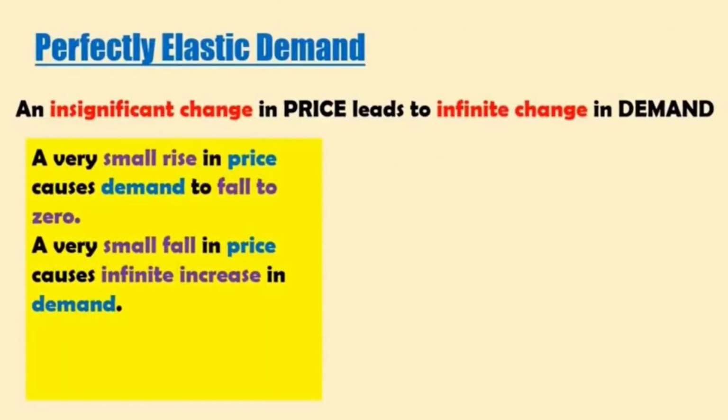An insignificant change in the price leads to indefinite change in demand. That means a very small rise in the price causes demand to fall to zero. A very small fall in the price causes indefinite increase in demand. Take petrol as the best example. A rise in the price of even 1 rupee has a great impact on society. When there is a heavy change, the demand for purchasing a car or petrol changes. So a very slight rise in the prices causes demand to fall to zero.